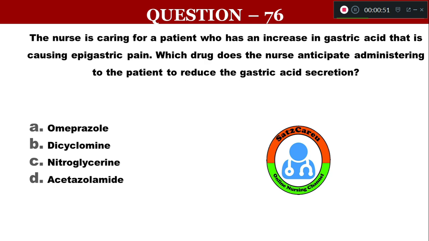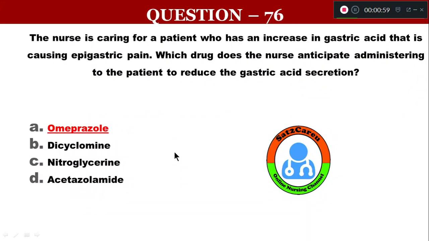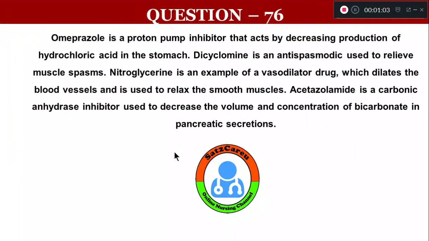So to reduce the gastric acid secretion, which drug can we prescribe? The nurse anticipates the prescription of omeprazole. Right answer here. Omeprazole is a proton pump inhibitor that acts by decreasing the production of hydrochloric acid in the stomach.